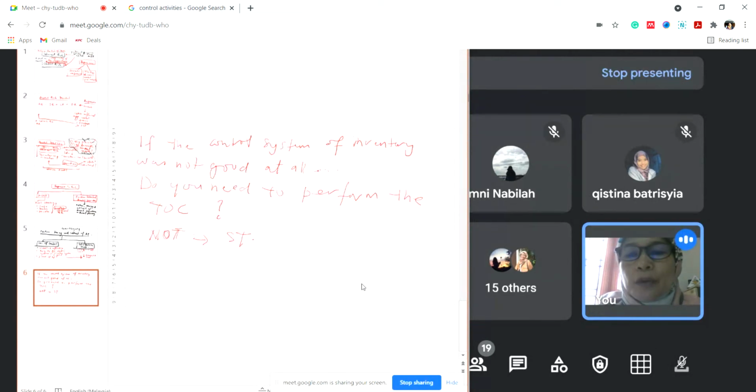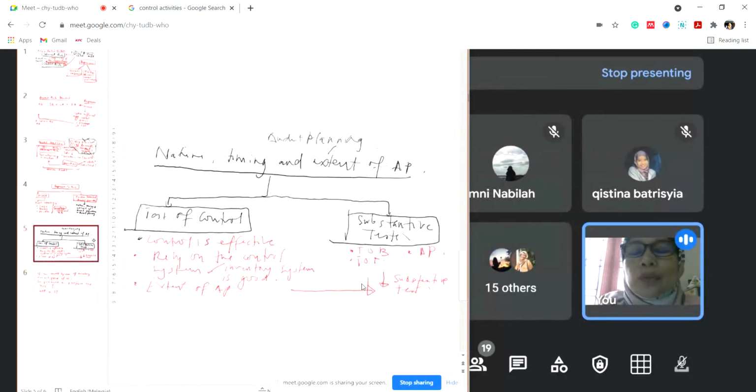You have to perform the test, because why do you need to perform the test? You want to know the extent, whether you want to rely or not on the system. If you do not rely, then you have to perform more substantive tests. If you rely, then you can reduce your substantive tests.